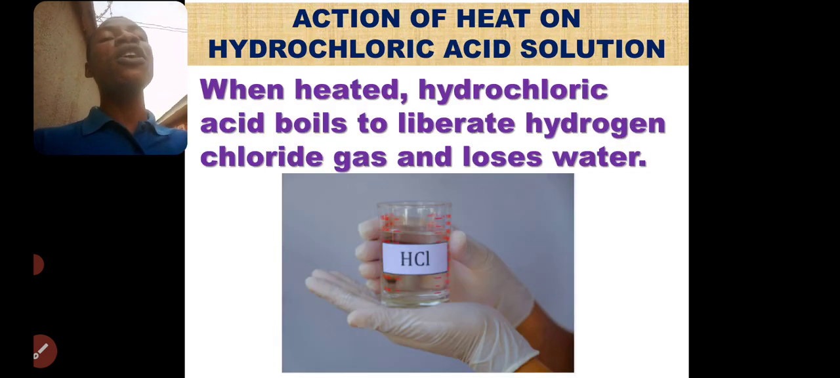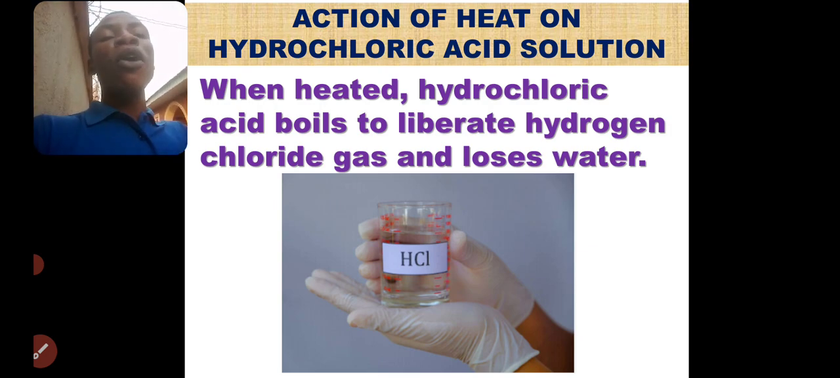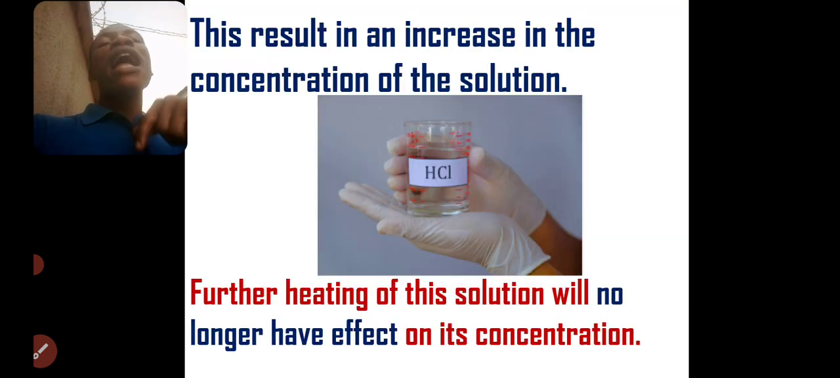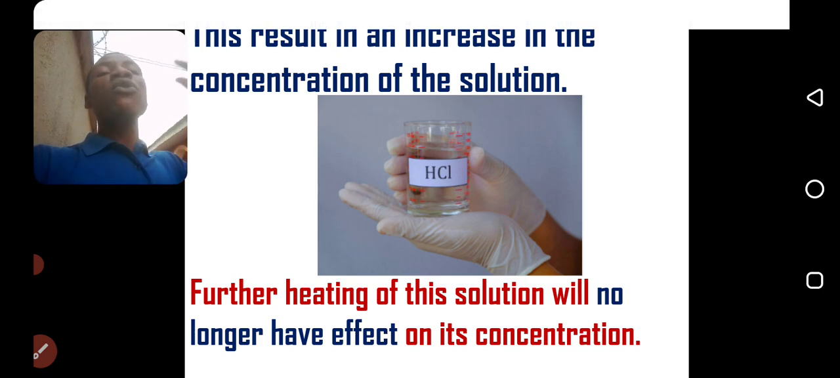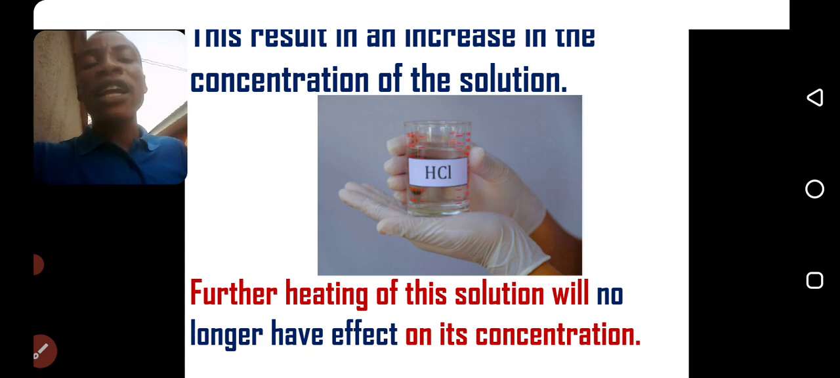When you heat a solution of hydrochloric acid, the hydrochloric acid solution will boil to liberate hydrogen chloride gas and lose water. Normally, in the first place, water will be leaving. So that will lead to an increase in the concentration of the HCl solution. So when you keep heating for a long time, the heating will no longer have any effect on the concentration of the solution.